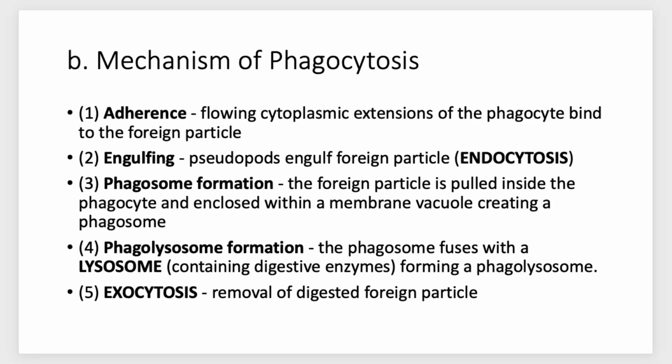So the flowing cytoplasmic extensions of the phagocyte bind to the foreign particle. And I'll show you all some pictures of that. It looks pretty neat. Engulfing, so the pseudopods engulf the foreign particle. So endocytosis is when a cell brings something into the cell, the process of endocytosis. Phagosome formation, so the foreign particle is pulled inside the phagocyte and enclosed within a membrane vacuole, creating a phagosome. And then phagolysosome formation, the phagosome fuses with a lysosome, which has the digestive enzymes, so that it can actually break it down. And then the waste products that are released, we call that exocytosis, the movement out of the cell.